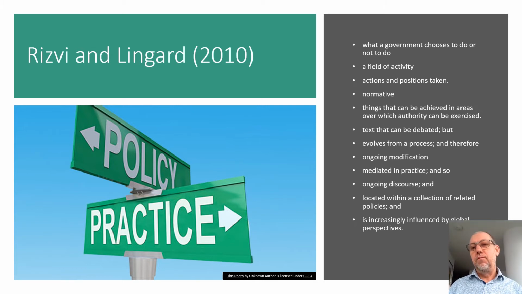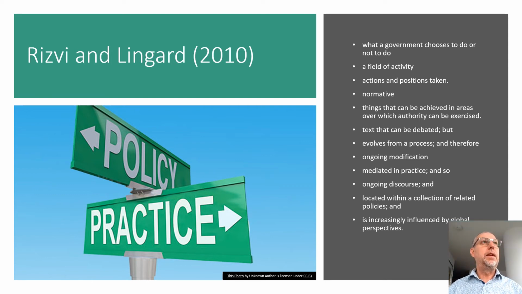And it exercises or identifies the areas over which authority should be exercised. It's a text that can be debated, and often is, and evolves usually from a process where a draft policy document comes out for debate, a further revision comes out for further discussion before a final policy is put into place. But even that policy should be subject to ongoing modification. And as we try to implement it in practice, we sometimes see that the policy needs to be updated. So there's usually an ongoing discourse or discussion, and the policy itself relates to other policies. So particularly an ODL policy will probably have a relationship with the wider education sector policy, with ICT policies and so on.